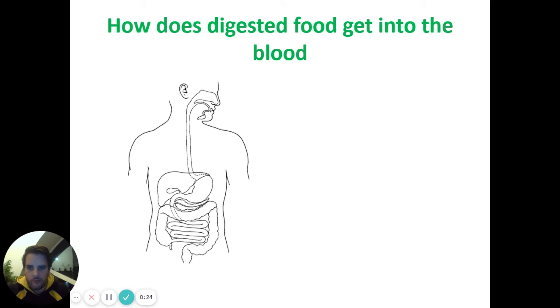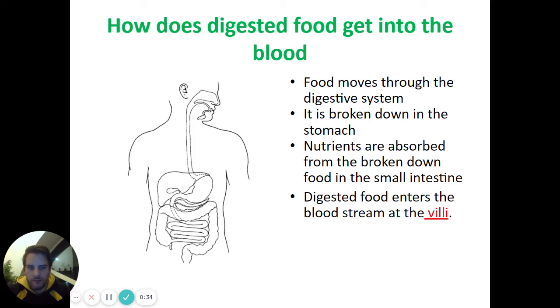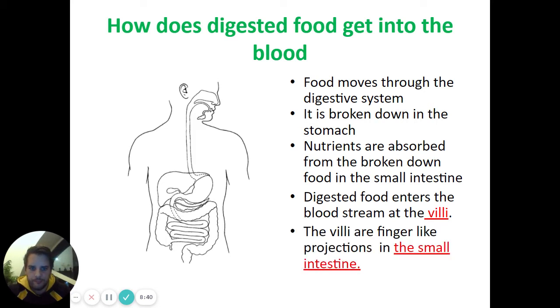Okay, so you're going to swallow your food, and it's going to move all the way down through the digestive system, broken down in the stomach, and then we're going to absorb food in the small intestine. So our focus here is in the small intestine, and inside the small intestine are these structures called villi. The villi is plural. If it's villus, it's singular. Okay? And they're like small finger-like projections inside the hollow tube of the small intestine.